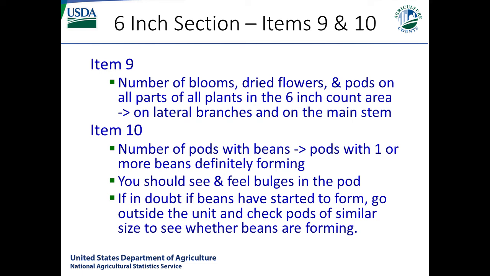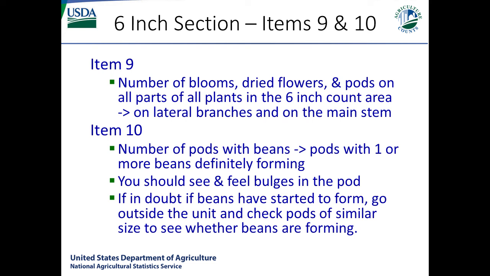Here is a helpful hint in counting the number of blooms, dried flowers, and pods. Let's assume there are 3 plants in the 6-inch count area. It might be easier to count the blooms, dried flowers, and pods on the first plant and write the number somewhere on the Form B. Then, take a quick break to take a drink or wipe the sweat out of your eyes before making the counts for the second plant. When you are finished with the second plant, write it down and take another quick break. Repeat the process for the third plant. Add the 3 numbers together and enter it in item 9.